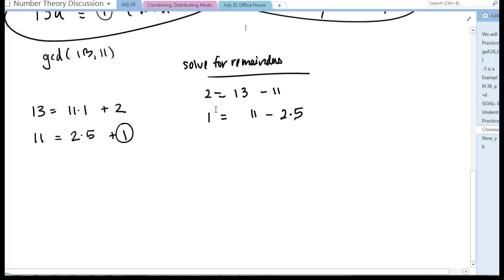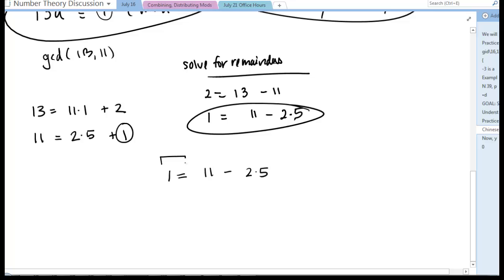But okay, I like the equals 1 part. I'm going to stick with this one and start here. I'm going to start with the equation 1 is equal to 11 minus 2 times 5, because I want to end up with something equal to 1. Now I've used this equation, so I need to use this one. Notice how 2 appears here. That's always going to happen because that remainder keeps following you along, so if you substitute in, there's going to be a place for it to be substituted.